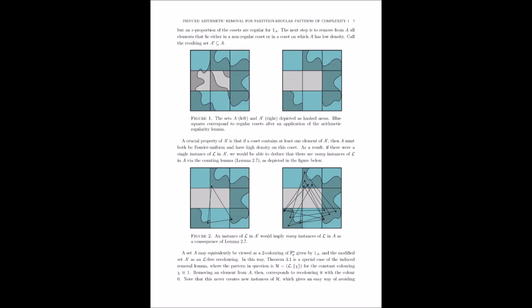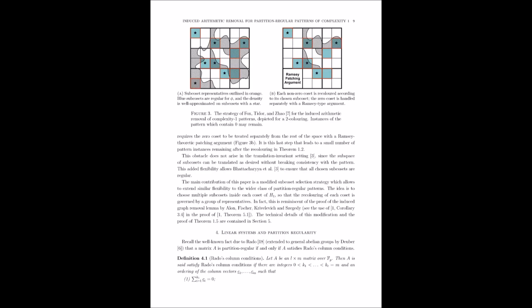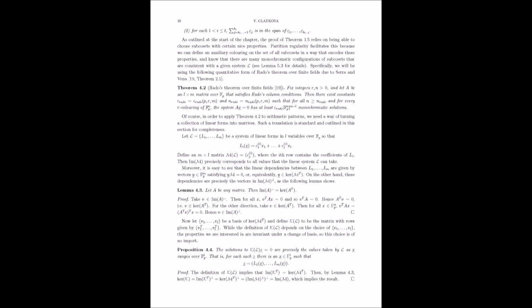Right. And this multiple subcoset approach is the real game changer. It allows them to overcome the challenges posed by those pesky irregular cases, like the zero coset, and they achieve complete removal of the pattern for the first time. But before we dive into all the nitty-gritty details of their proof, I think it's important to address the so what question. Why should we care about this seemingly abstract mathematical problem?